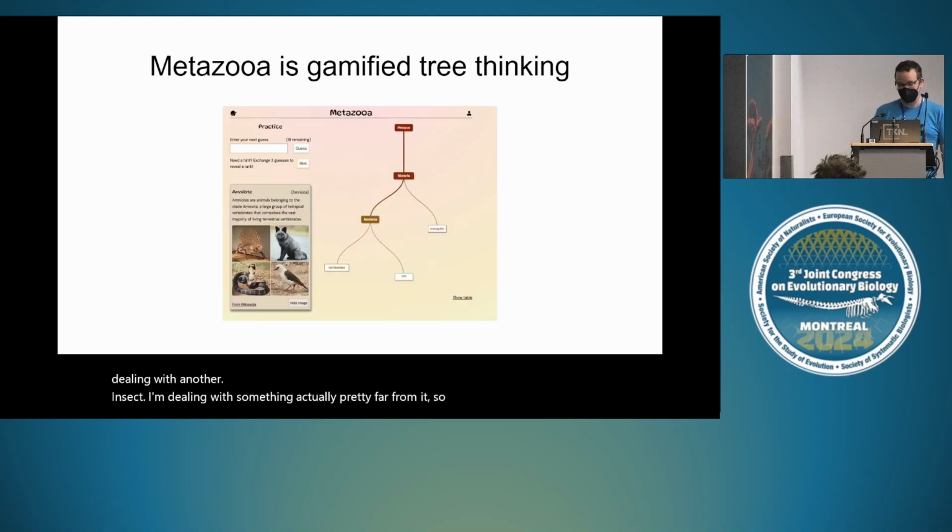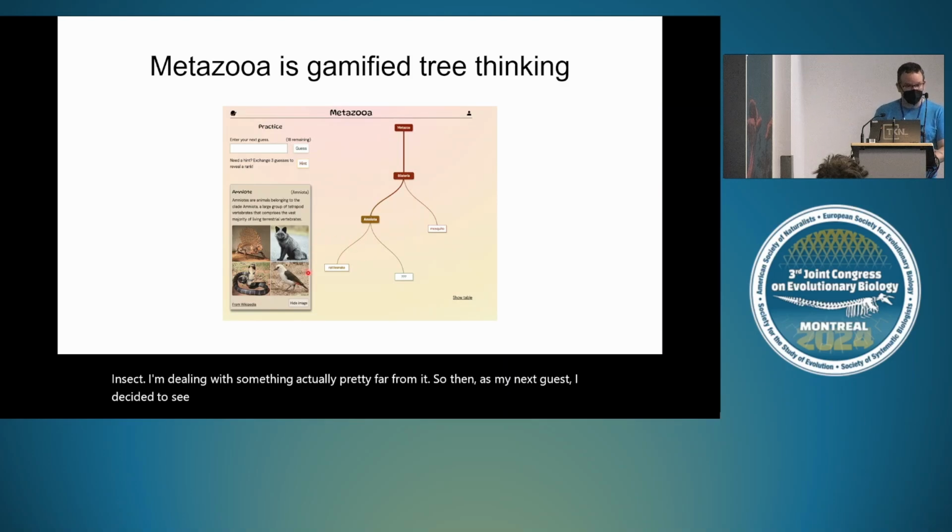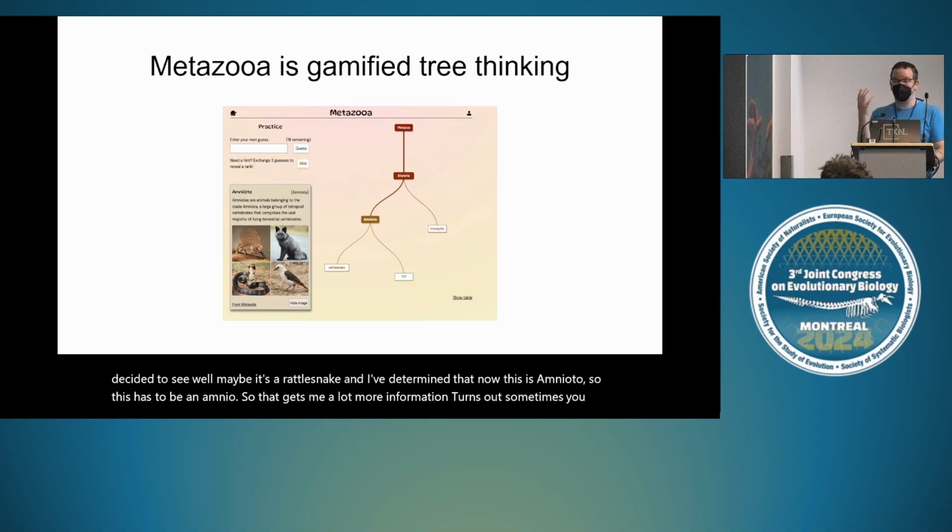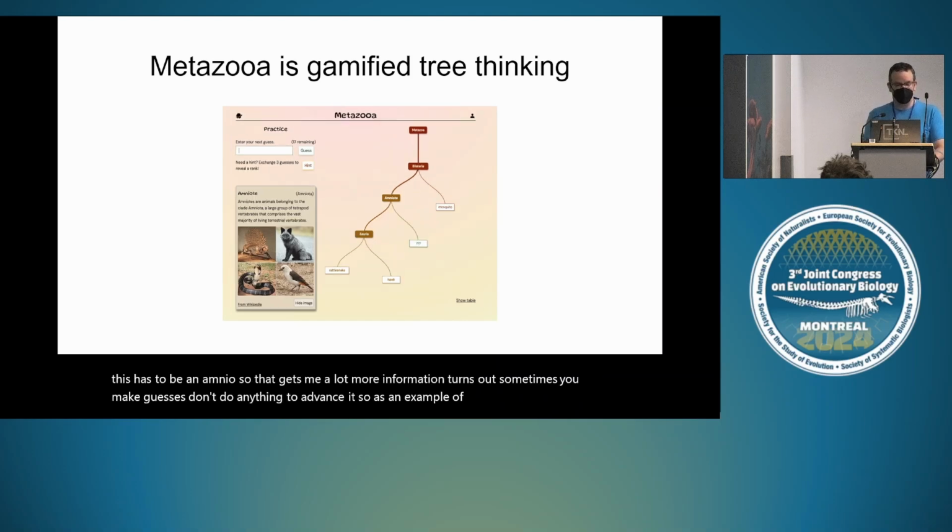So then, as my next guess, I decided to see, well, maybe it's a rattlesnake. And I've determined that now this is Amniota. So this has to be an amniote. So that gets me a lot more information. Turns out sometimes you make guesses that don't do anything to advance it. So as an example of that, I guessed a hawk.